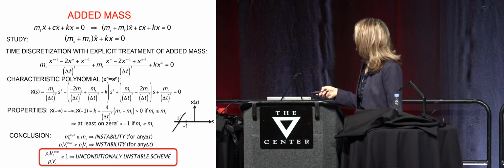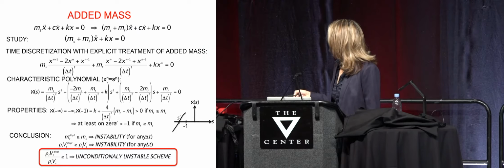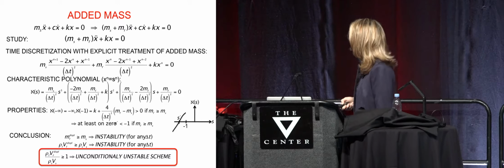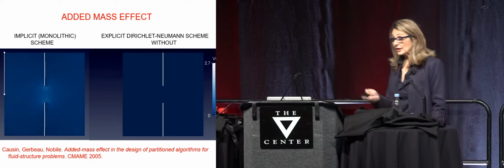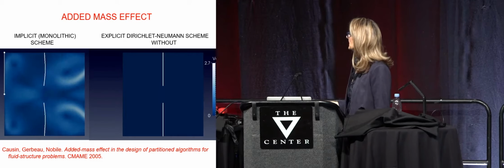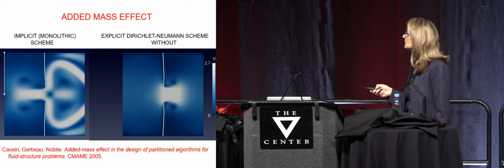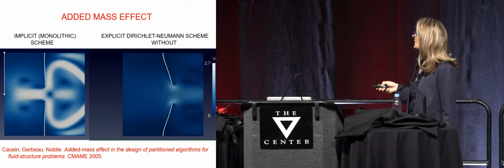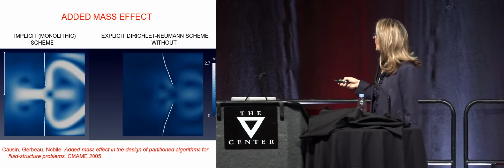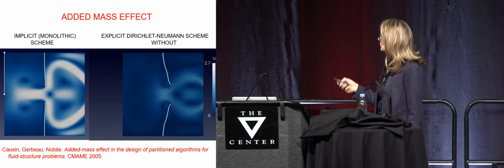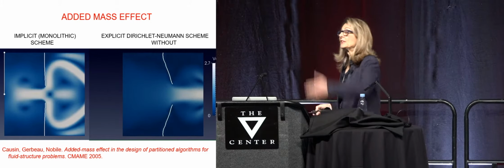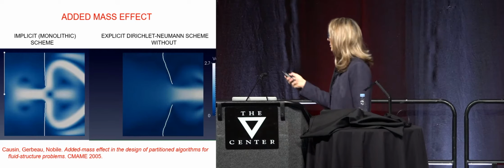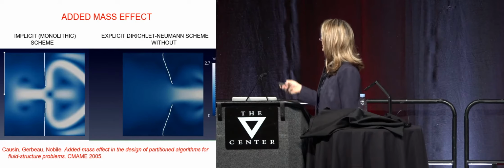If I just rewrite this in terms of density and volume, I get that if the ratio between the fluid density and structure density times this volume ratio is greater than or equal to 1, we have an unconditionally unstable scheme. This is related to how we want to split our original problem. But first let me show you this little movie, which uses an implicit monolithic scheme to study fluid structure interaction, and here an explicit scheme, the Dirichlet-Neumann scheme. You see that you get instability and no control over high frequency oscillations. We said that the added mass effect is associated with lower frequency oscillations. No control over high frequency oscillations in the numerical scheme.